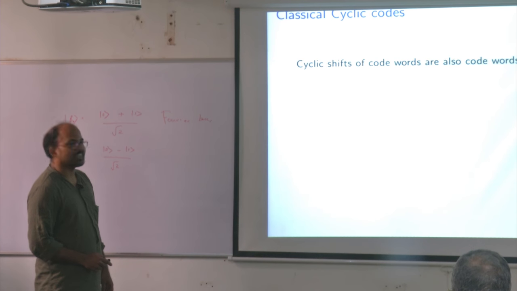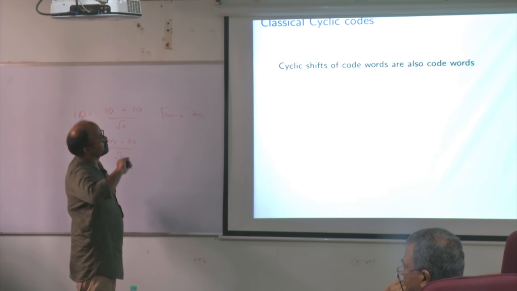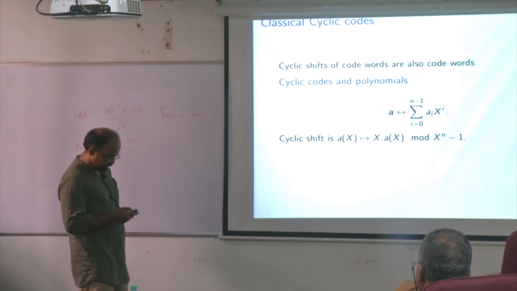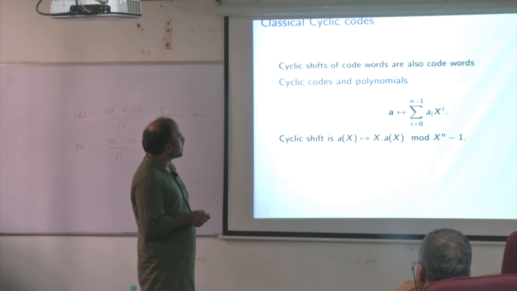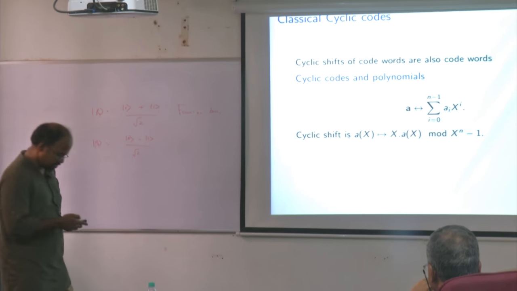Is it okay if I take 10 minutes from the next talk? In the classical setting, we talk about cyclic codes, which are codes where if you take the cyclic shift of a codeword, you will still get a codeword. You can capture this cyclic shift by polynomials. You think of a as a polynomial, and then the cyclic shift is multiplication by x modulo x to the n minus 1.